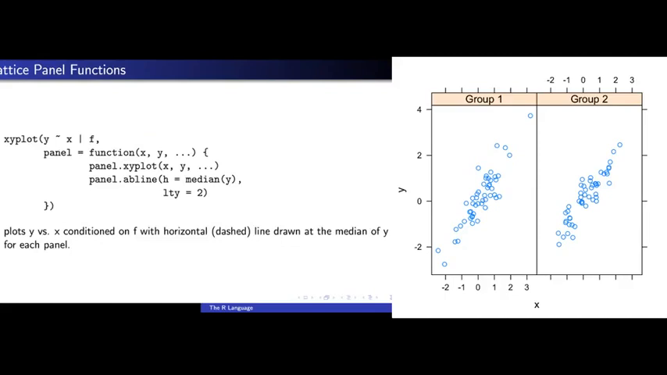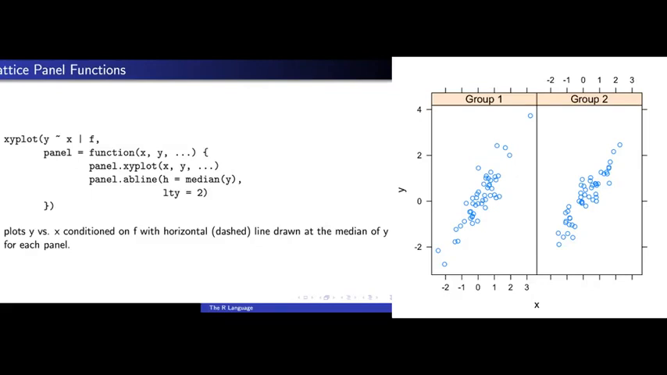Now I can modify my plot by adding a custom panel function. In the previous plot, I just used the default panel function, but I can create my own panel function by writing this little anonymous function here. The first two arguments are going to be x and y. You can think of those as the x coordinates and the y coordinates of the points that are going to be plotted in a specific panel. So it's not all of the data that you pass to the xyplot function. It's just the data that appear in a given panel.